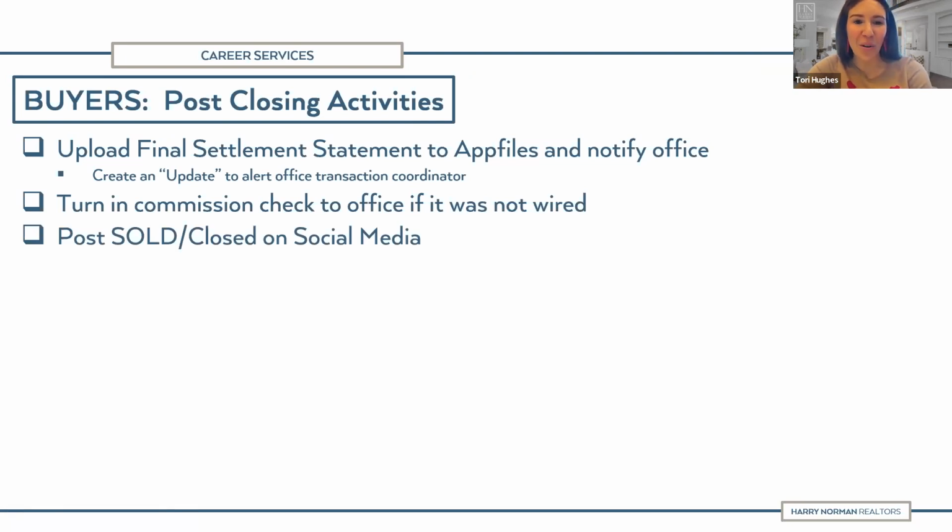Then you can post sold or closed on social media. Even though you're representing the buyer, you can post a picture of the home. Just make sure you give credit to the listing agent. Congratulations to my buyers, Jack and Jill. They closed on this beautiful home in Brookhaven today at 123 Main Street, listed by Tori Hughes of Harry Norman Realtors. You want to make sure that you're giving credit to the listing agent, and so that the consumer can find where the home is.